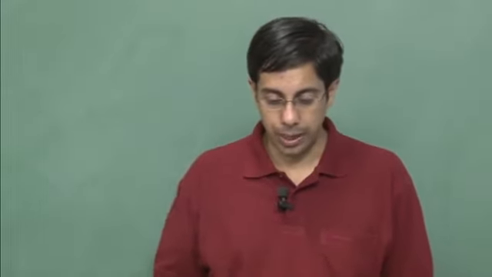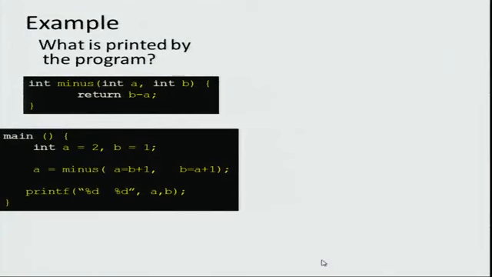When you have side effects, you should be careful. For example, what will happen in the following program? You have a function int minus(int a, int b) and it returns b minus a. Now, in this program, main calls the minus function with two expressions as arguments, a equal to b plus 1 and b equal to a plus 1. They are expressions with side effects, because once you evaluate these arguments, you know that the variable a will change in the first expression and the variable b will change in the second expression. So, what will happen in this program?